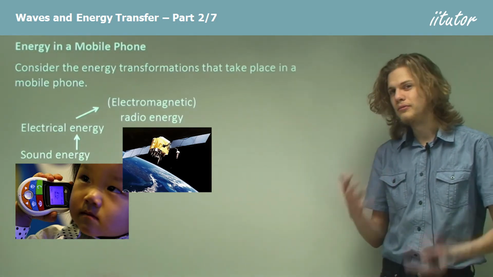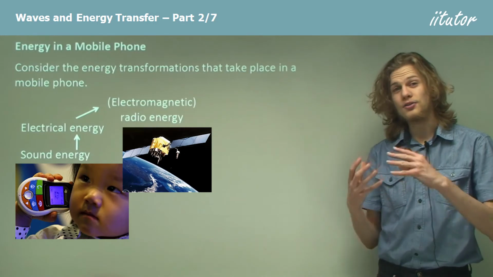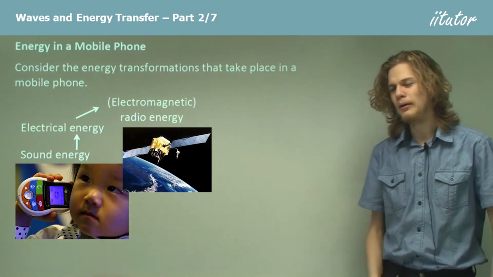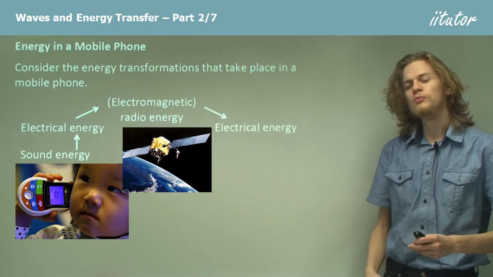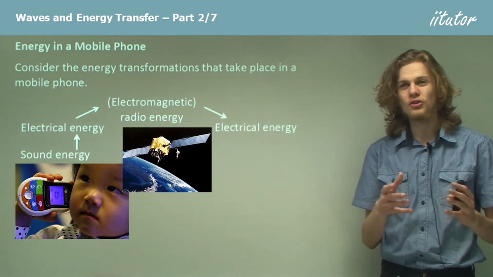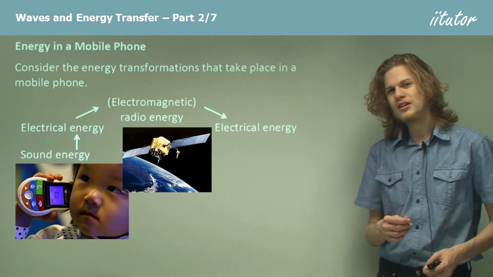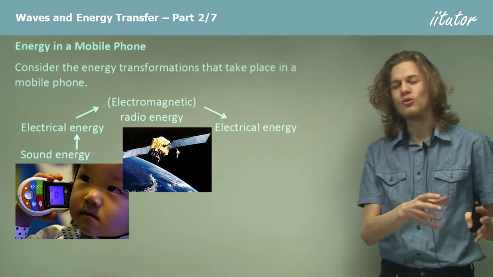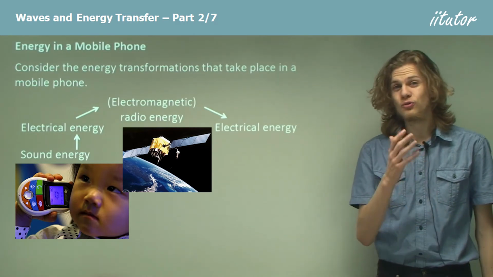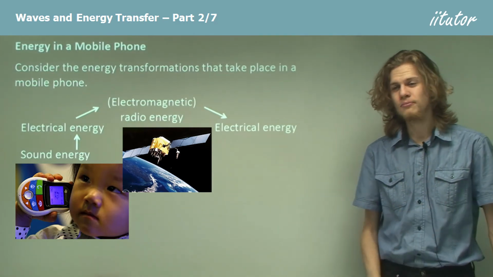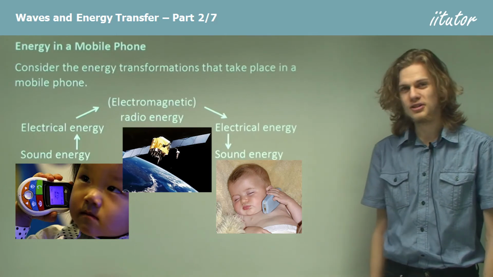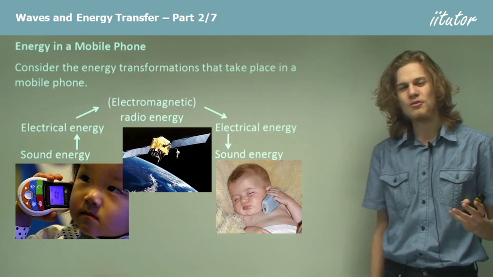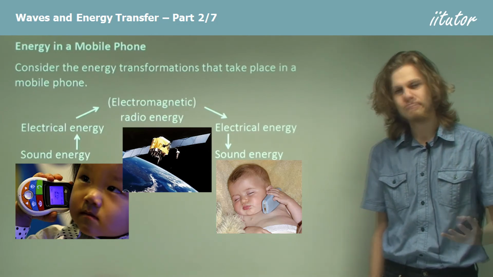The satellite will decode part of this and then send it back down, still as a radio wave, into the destination mobile phone, right? And that'll transform it back into electrical energy once it's inside the phone. Of course, we can't hear electrical energy, so what we need is a speaker on the receiving phone in order to transform the electrical energy into, that's right, sound energy. And once it's back in the form of sound energy, the recipient can receive the message that the sender sent.